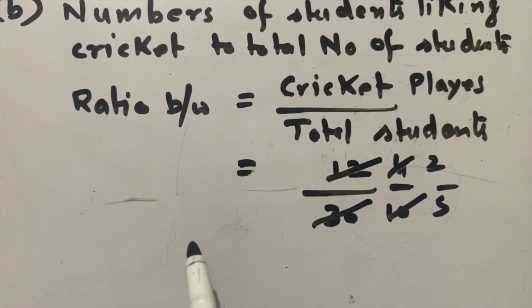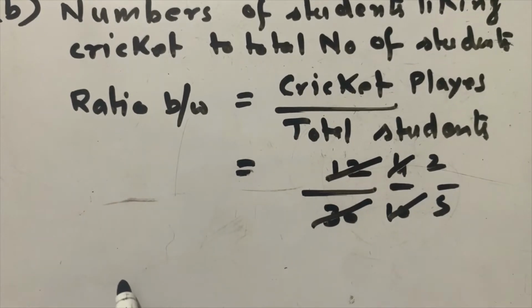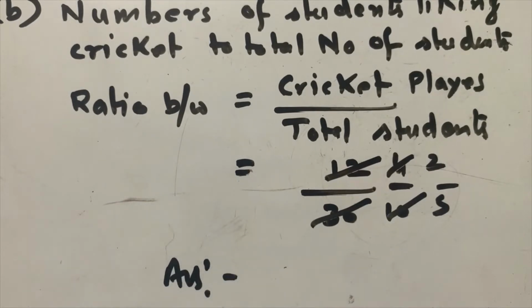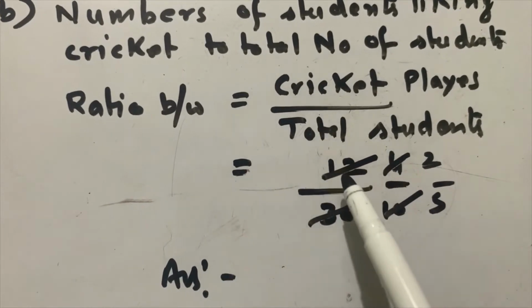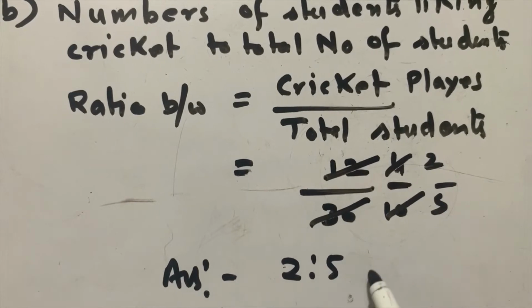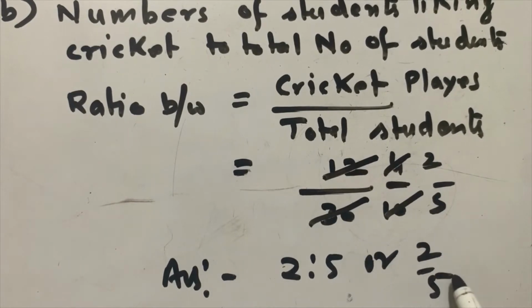Hence the ratio between cricket players to total number of students is, we got the answer, 2 is to 5, or 2 upon 5. Answer.